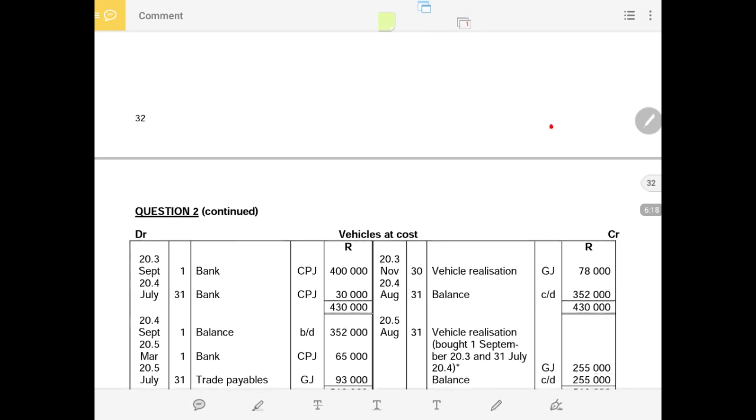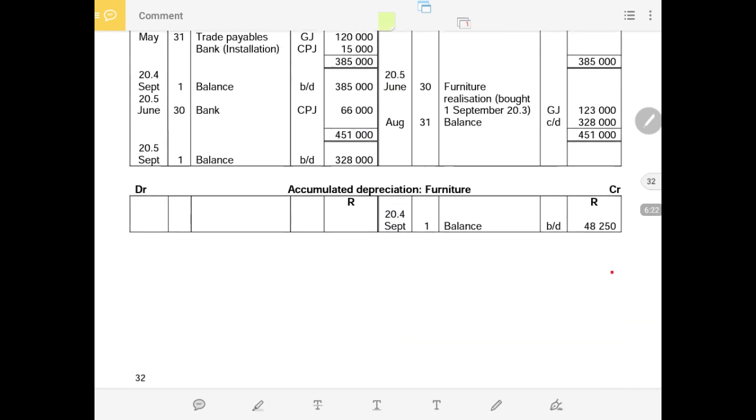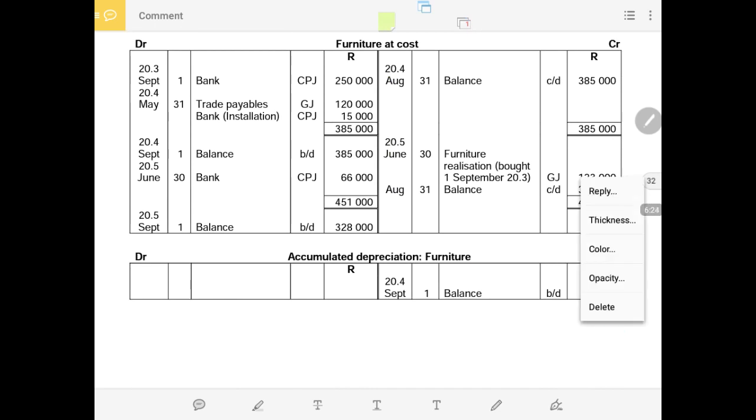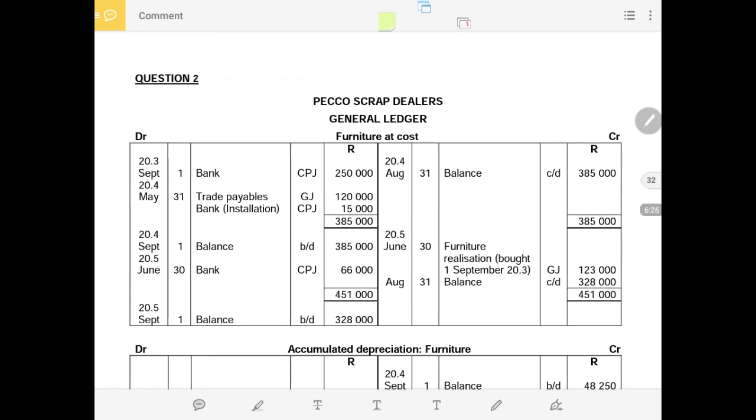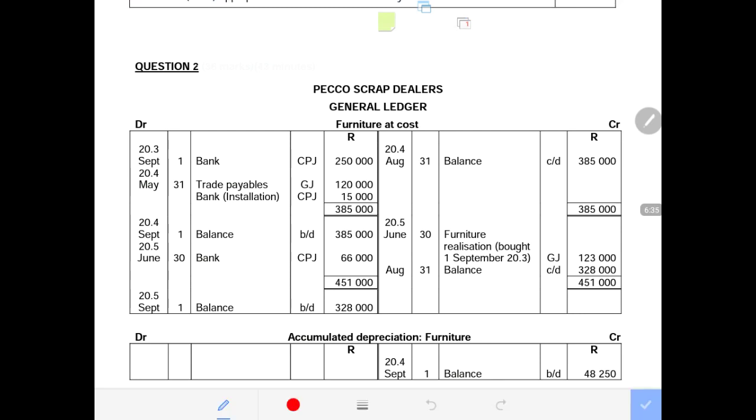Now let us go to the information that we are given and see how far we can analyze and respond to it. I will answer all the questions before I go to the property, plant and equipment note in terms of the calculations. Please be mindful of that. Now let's analyze first our ledger account.